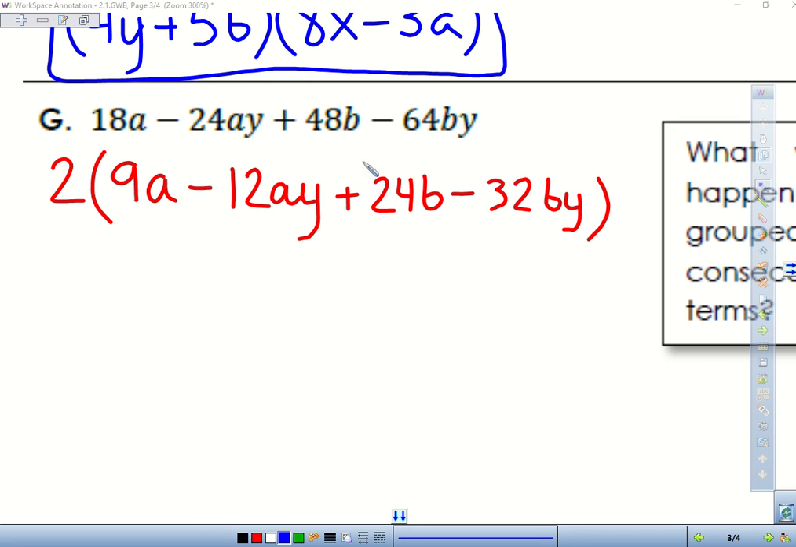Okay. So what we're going to do here is now factor by grouping on this. What can I take out of the first 2 terms here? A. And 3. 3a. Which leaves me with what?